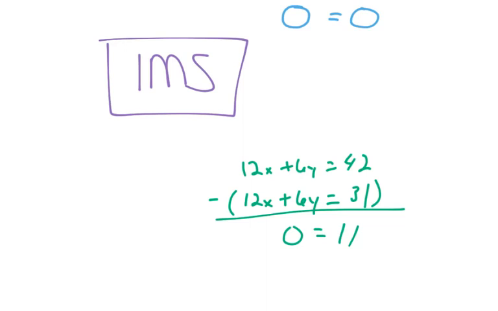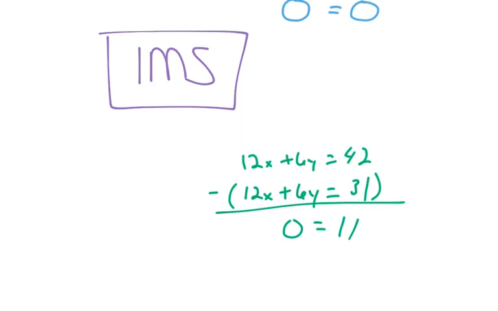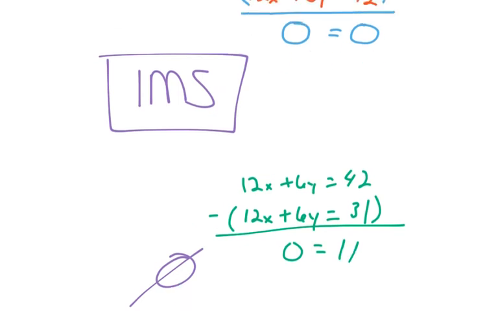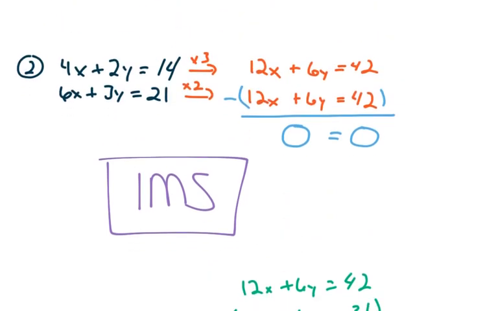So if we run out of variables again, but we don't have something that's true, we don't have 0 equals 0, we have 0 equals something else. This time it's 11, could be -5, could be 12, could be 100, whatever. If you get something that doesn't match, then your answer is going to be no solution. There's no possible x and y that makes both of these equations true because the same pattern is not going to lead you to two separate results. So if you get 0 equals 11, then you get no solution. If you have 0 equals 0, then you have infinitely many solutions. And that's what the answer is to number 2.